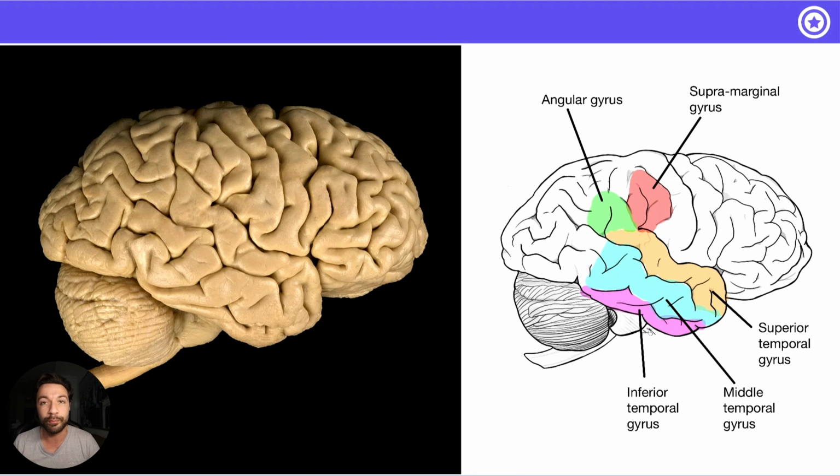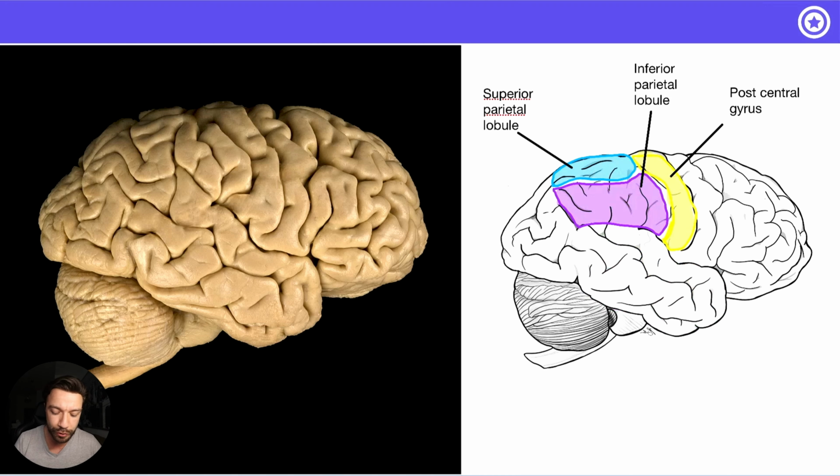Now we have the supramarginal gyrus and the angular gyrus. To find that supramarginal gyrus, you're going to want to follow that lateral fissure all the way up until you get to a point where it doesn't extend any further. And this area surrounding that upper aspect of that lateral fissure, that's going to be our supramarginal gyrus. Similarly, to find the angular gyrus, we're going to follow that superior temporal fissure all the way up to a point where you can't really extend any further. And then this region right here is going to be our angular gyrus region.